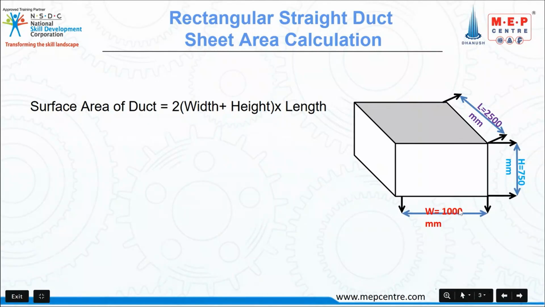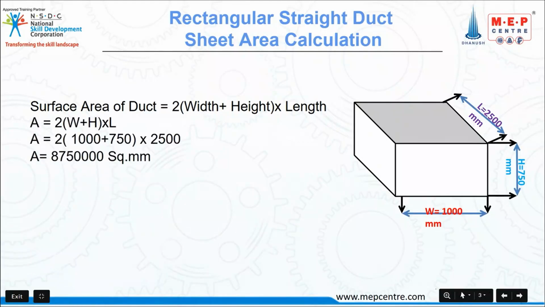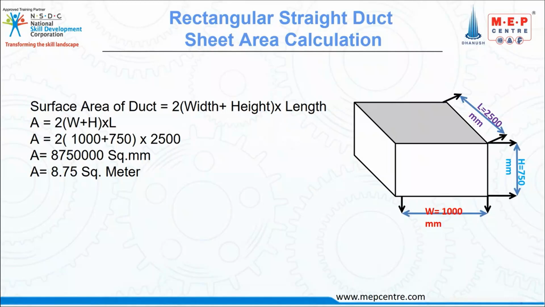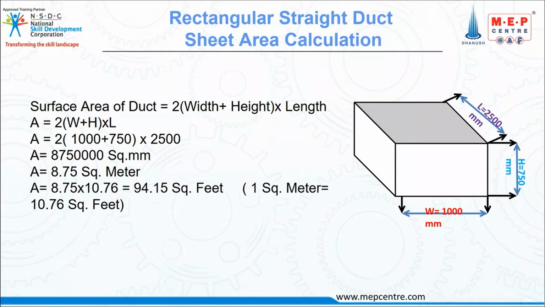So suppose width is 1000 mm, height is 750 mm, length is 2500 mm. Then we simplify these values in this so that you will get 87,50,000 square mm. Which is square meter में convert करना है तो 8.75 square meter. Okay. So ये स्क्वायर मीटर को हमें स्क्वायर फीट में कन्वर्ट करना है. So 1 square meter equals to 10.76 square feet is the conversion. Therefore it is 94.15 square feet. So अभी 94.15 square feet आया.